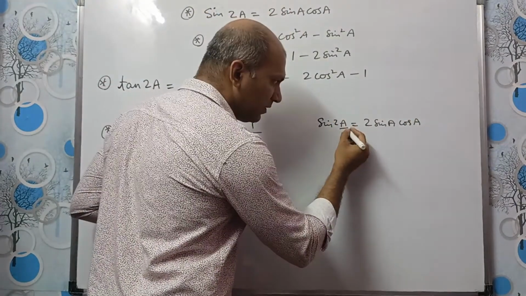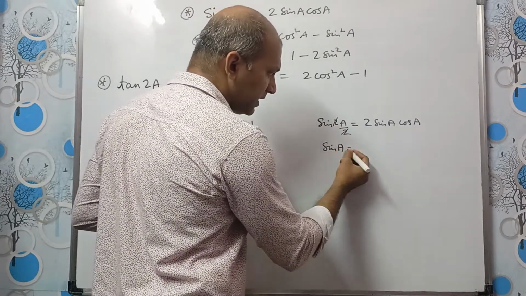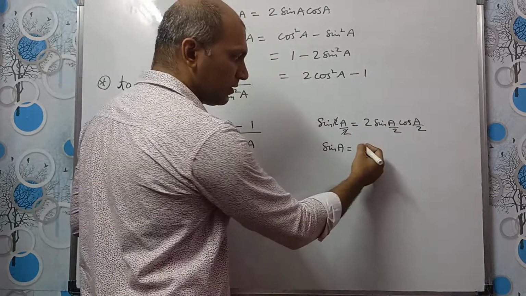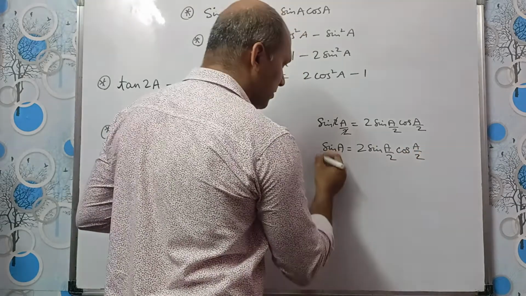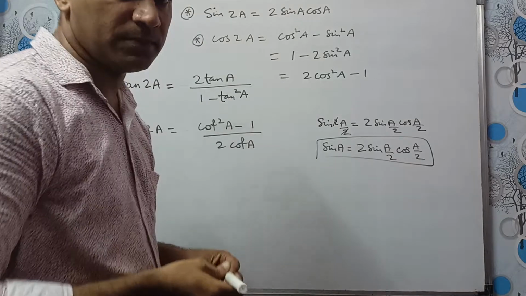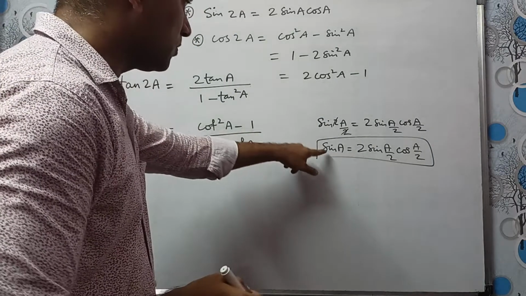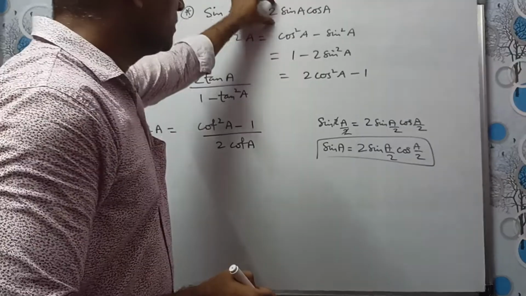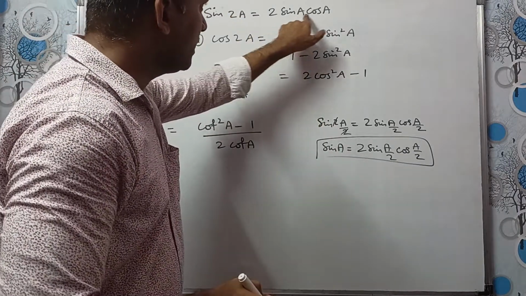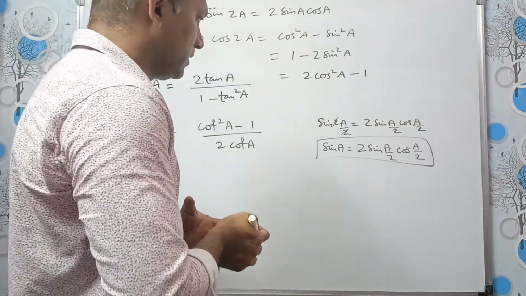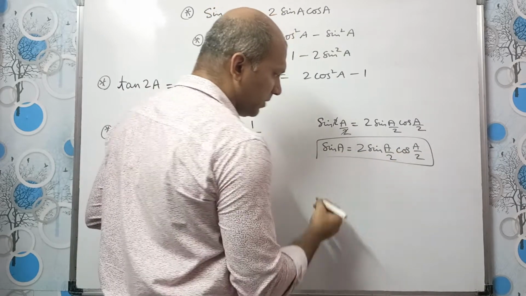In place of this A, if we write A by 2, okay, this 2 will get cancelled, right? So we will have sin A is equal to, here also we should write A by 2, right? It will be equal to 2 sin A by 2 multiplied by cos A by 2. You can take this as a formula. Okay, you need not memorize that formula. This formula is also derived from this, right? In place of A, write A by 2. So this 2 and this 2 will get cancelled. Alright. So this is sin A is equal to 2 sin A by 2 cos A by 2.